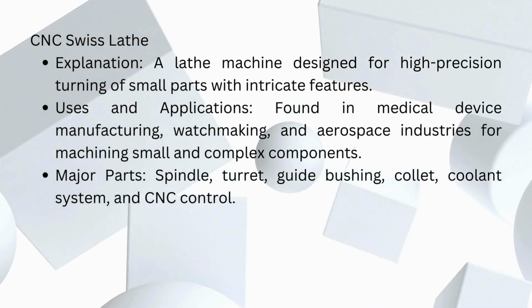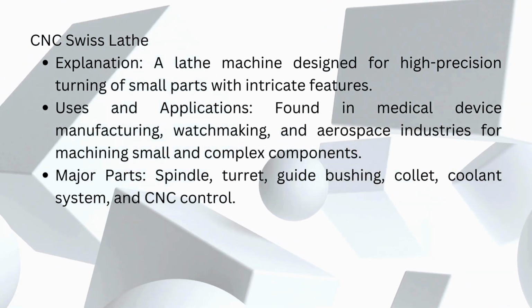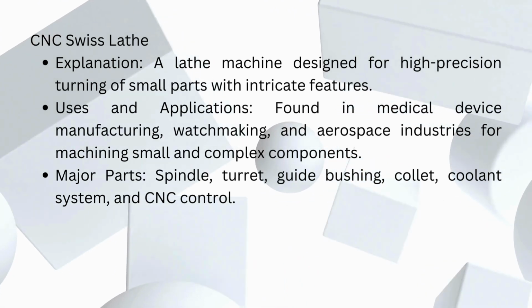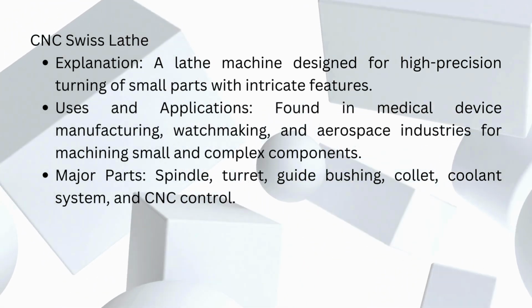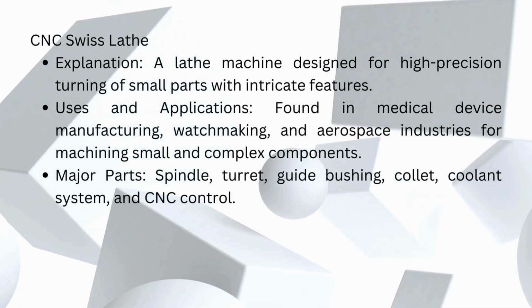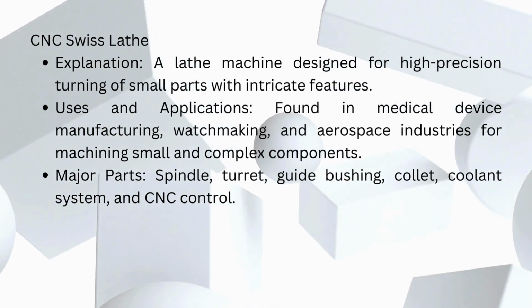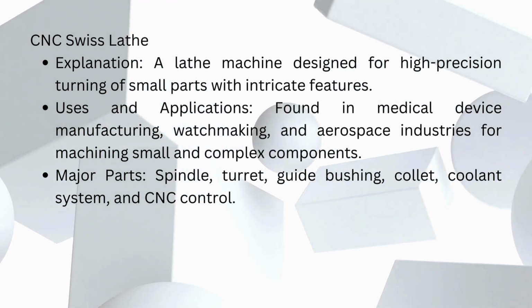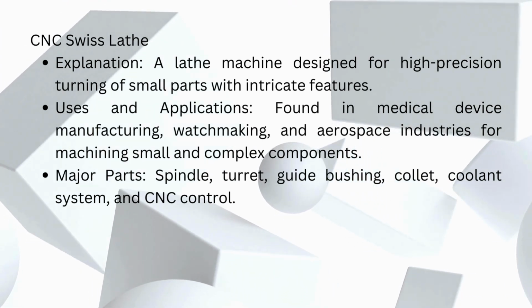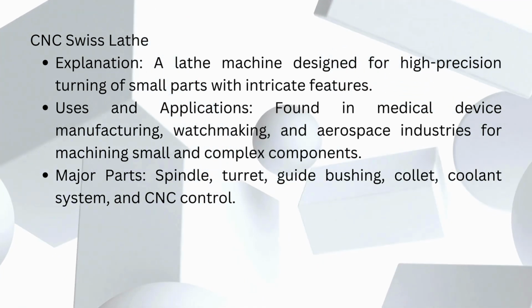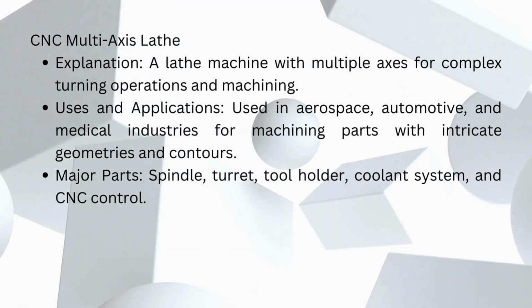CNC Swiss lathe. Explanation: a lathe machine designed for high-precision turning of small parts with intricate features. Uses and applications: found in medical device manufacturing, watchmaking, and aerospace industries for machining small and complex components. Major parts: spindle, turret, guide bushing, collet, coolant system, and CNC control.